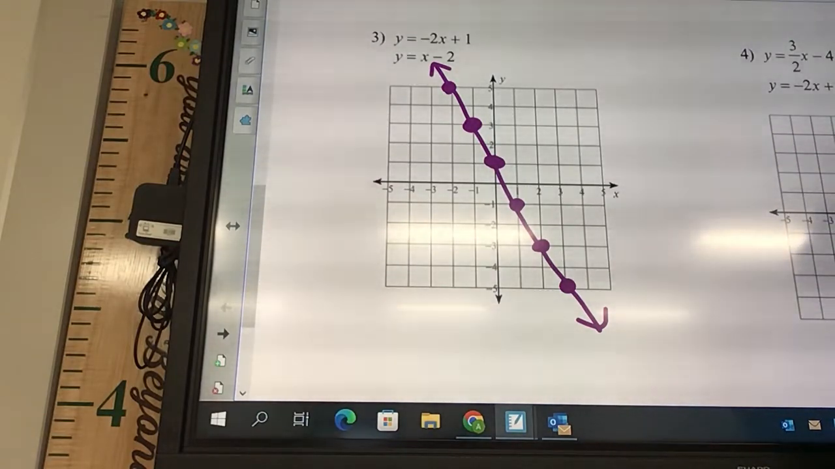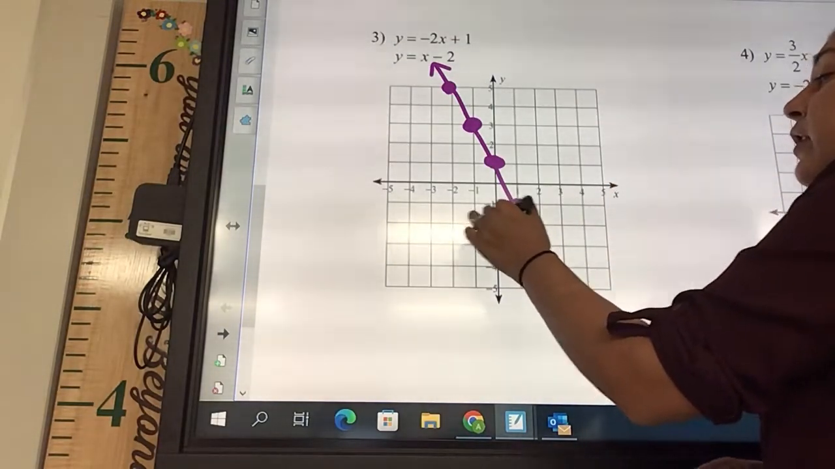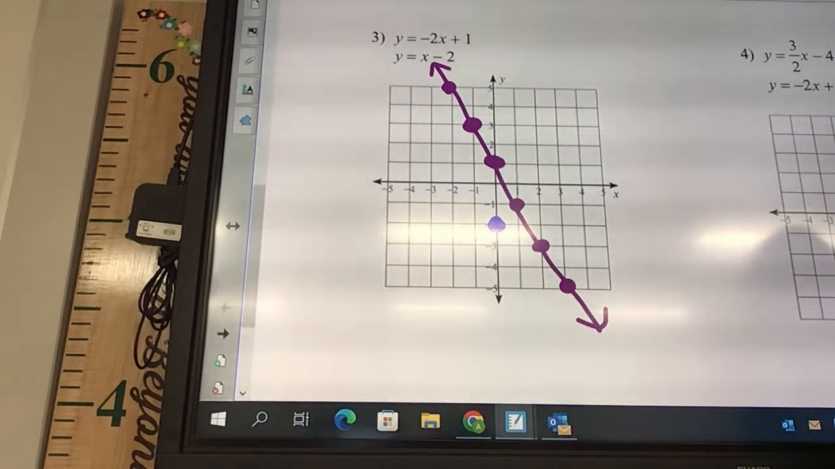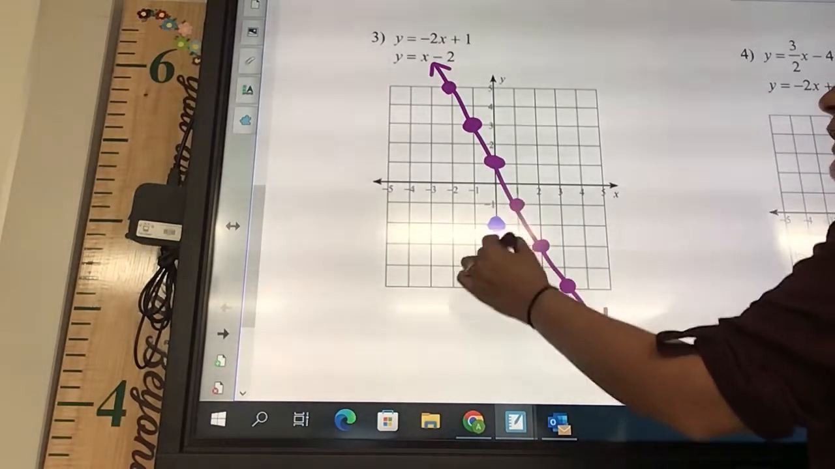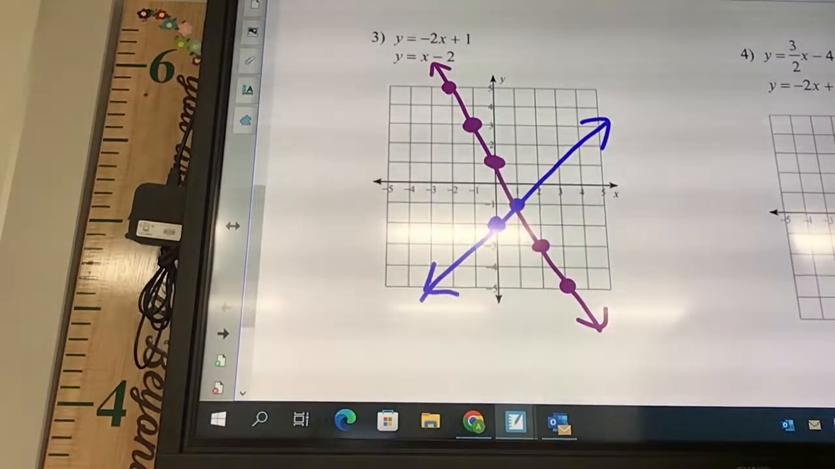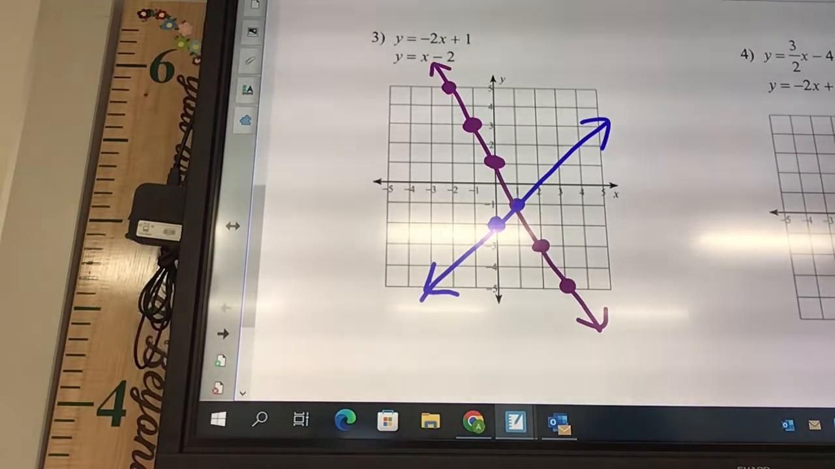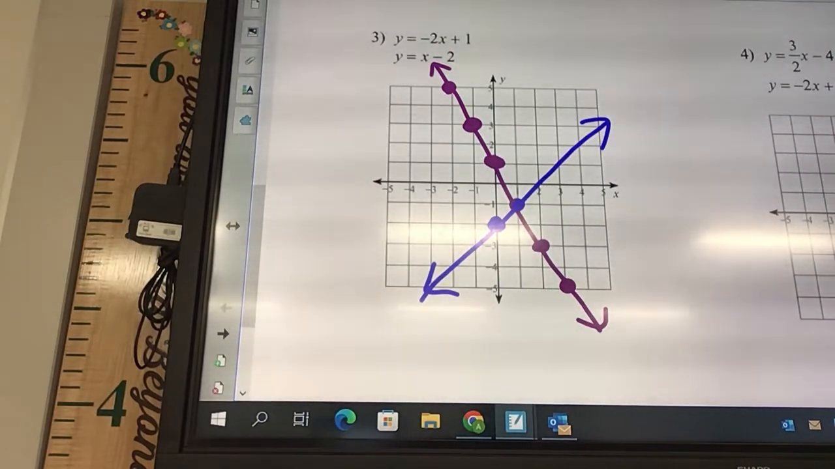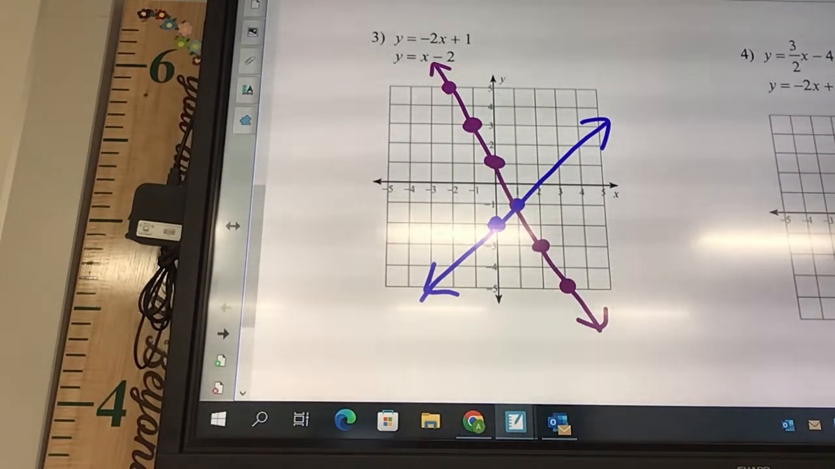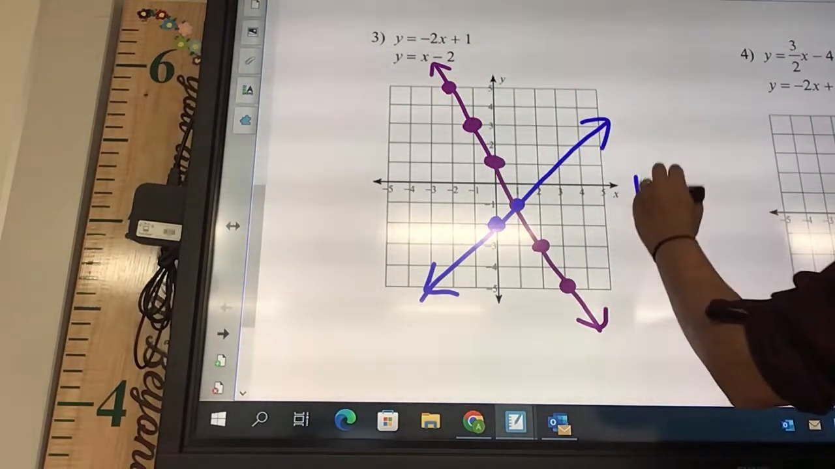Second line starts where? -2. What is our slope? 1. Should I go up or down? Why? That's where it'll cross at. Okay, if we go down, we're not going to get anywhere. So go up 1 over 1. Do not answer me. Take a second and think for yourself or write it down. What is that intersection point? Okay, it is 1, -1.